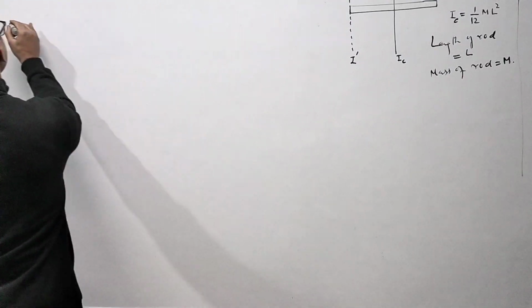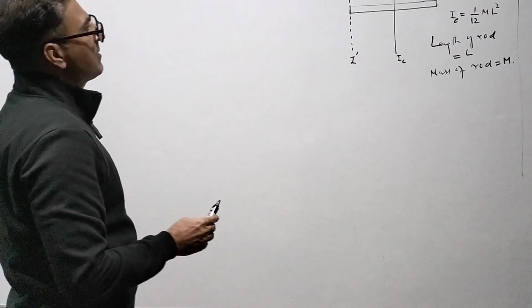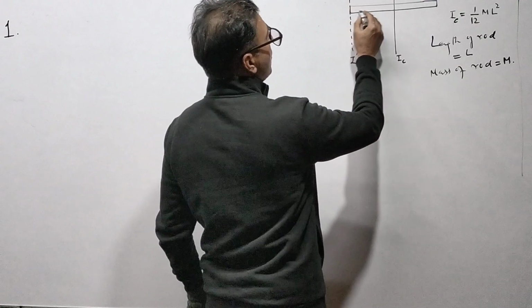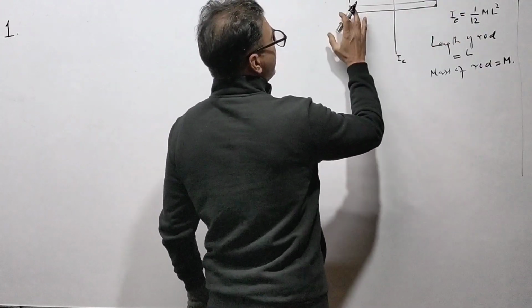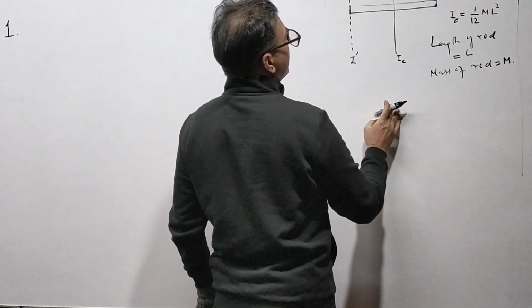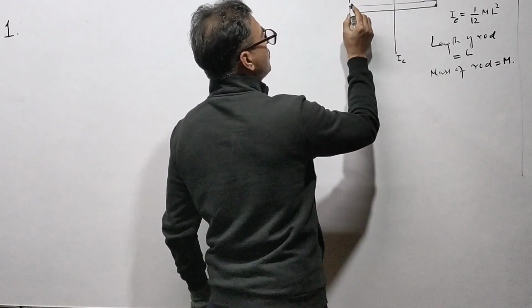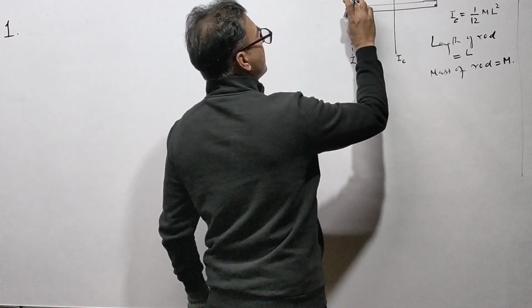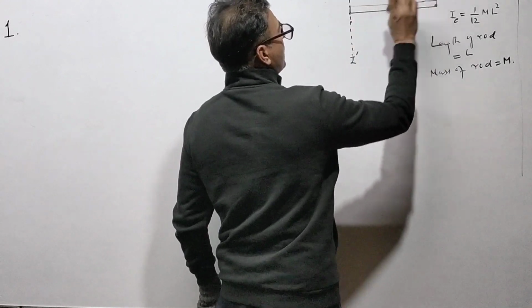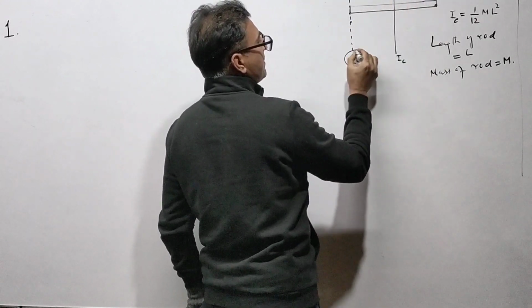First, look at this. There is a rod of length L and its mass is m. We have to find the moment of inertia about this axis, an axis passing through the end of the rod and perpendicular to the length of the rod. We have to find this I prime.